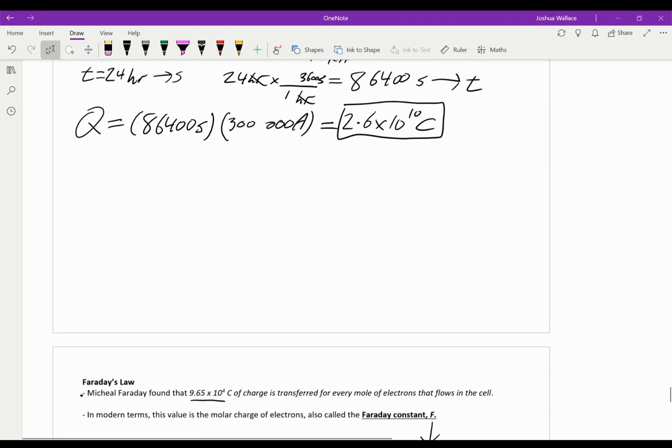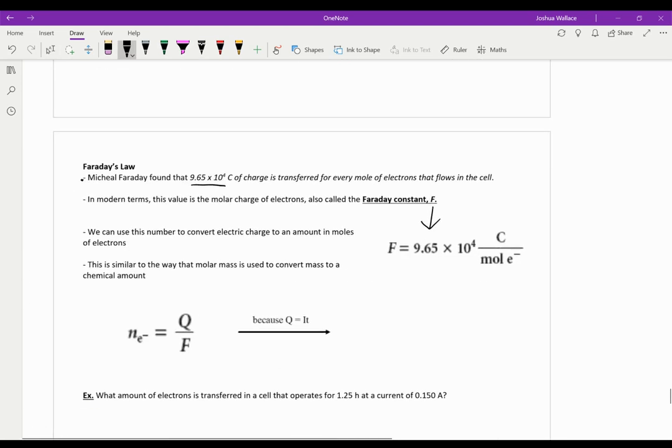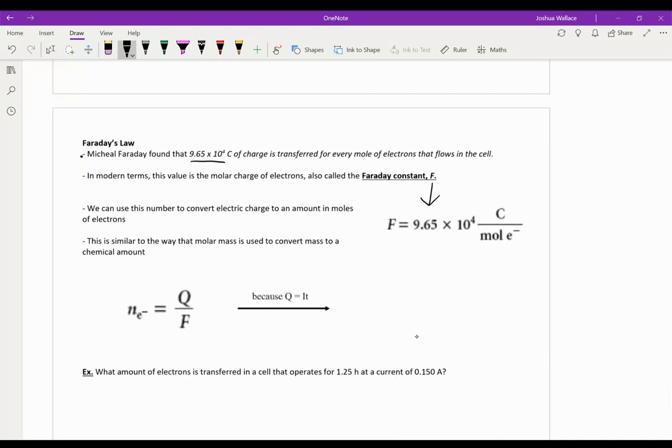So we calculated the electric charge here, to convert electric charge to an amount in moles of electrons. This is similar to the way that molar mass is used to convert mass to a chemical amount. So what happens is that we have that formula there, and because Q is equal to IT, we can say our number of moles of electrons is equal to IT over F.